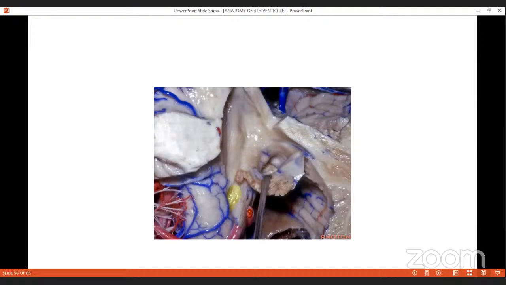So what is this yellow structure? Can anybody tell what this yellow structure is? Is this... Dr. Pravat is saying that this is the foramen of Magendie? Any more answers? People are thinking. Dr. Kevin is saying that this is the foramen of Magendie. Anybody else? It's okay to be wrong. We're not going to judge you on this one.